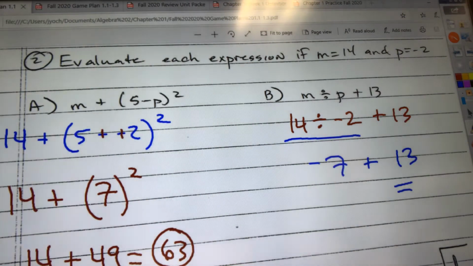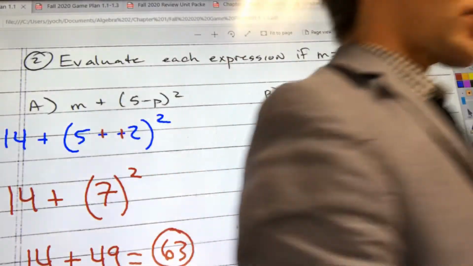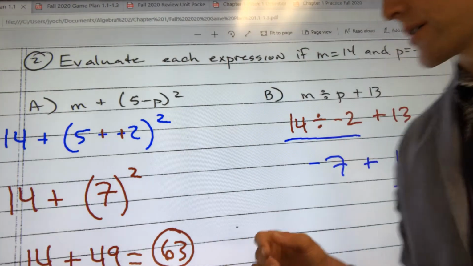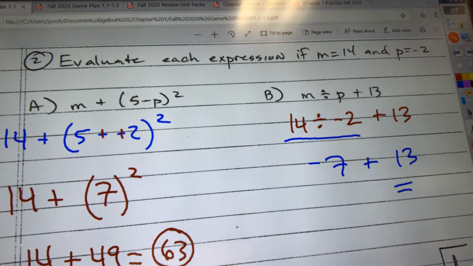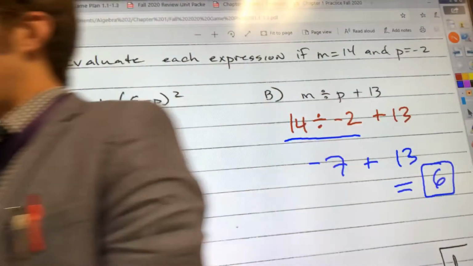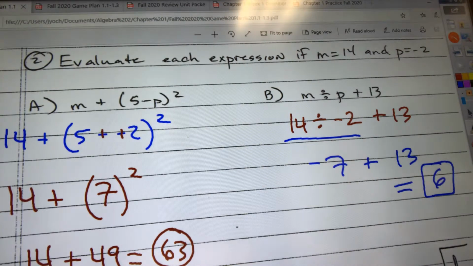When you take a quiz or a test in front of me in class, whenever that can occur, then you can save on work, but not now. Anyway, -7 plus 13 is 6. And that is number 2 there on the first page.